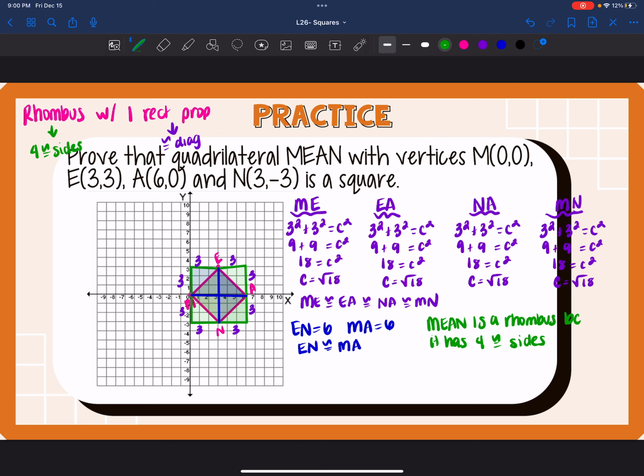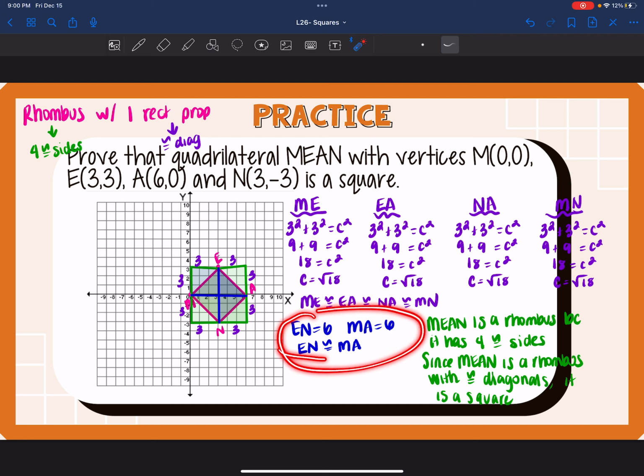Now, then I'm going to say, since MEAN is a rhombus with congruent diagonals, it is a square. Ball drop, finish. I'm done. Because I just showed right here that my diagonals are congruent. So I showed that it's a rhombus with a rectangle property. I'm done. Let's move on.